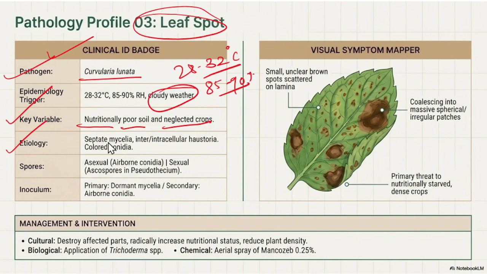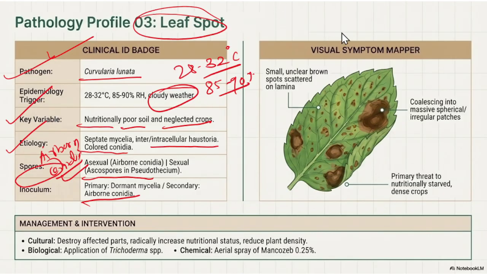Then etiology: septate mycelium, with intracellular or intercellular haustoria. Colored conidia are the specific characteristic of this leaf spot pathogen. Now the spores: the asexual spore is the airborne conidia, and the sexual spore is the ascospore in the pseudothecium. The primary inoculum is the dormant mycelium, and the secondary one is the airborne conidia.